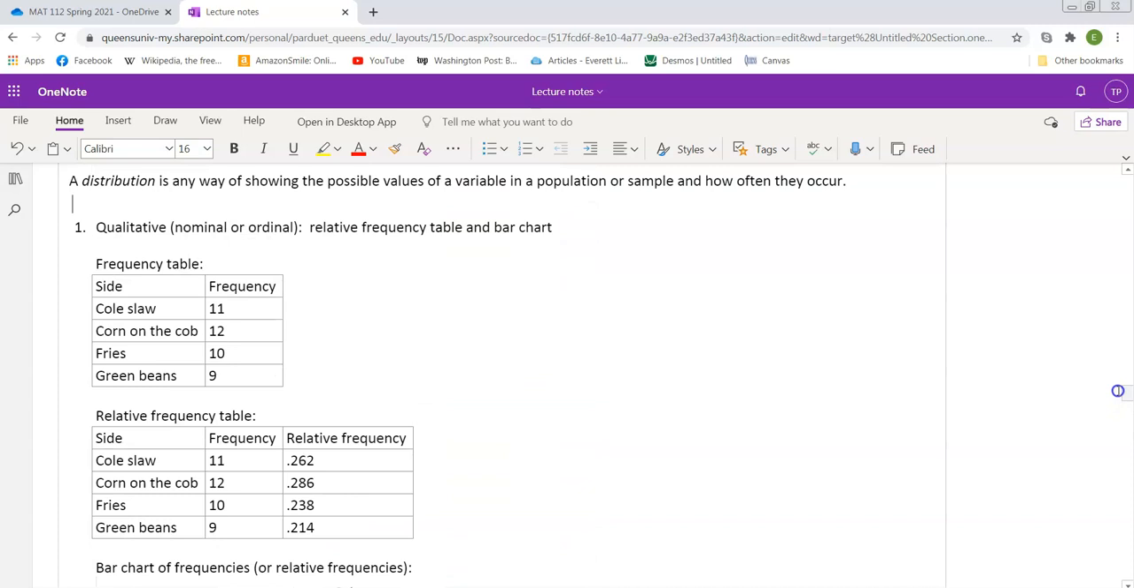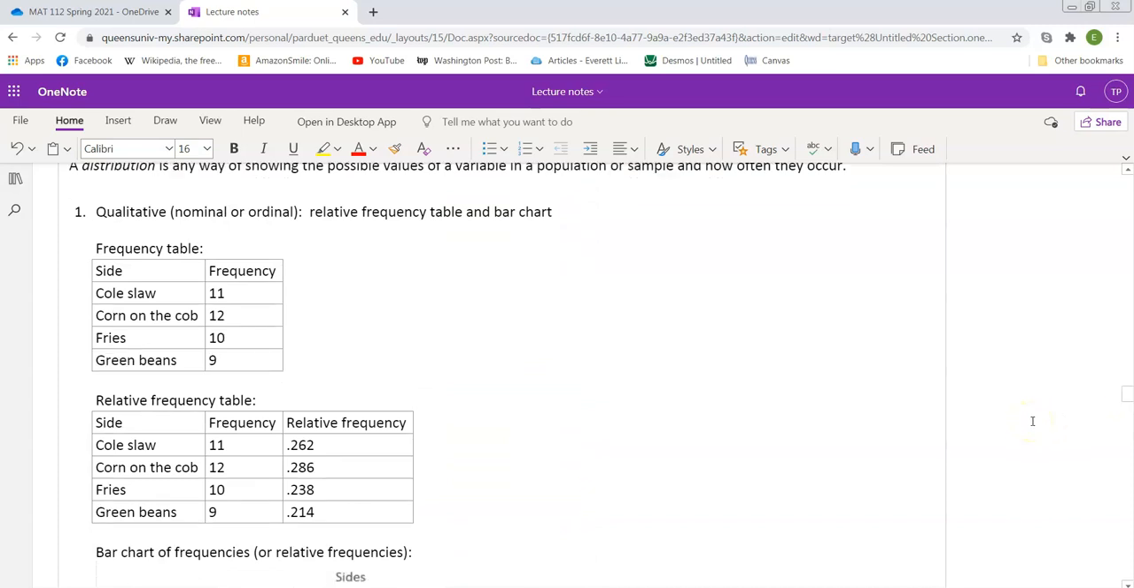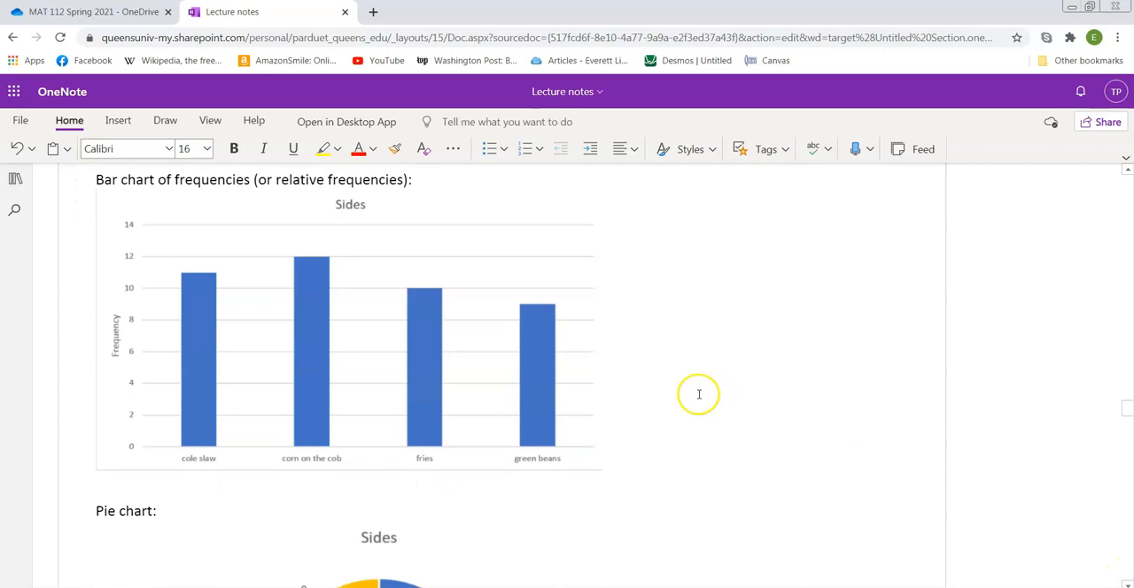But regardless, what you're looking for here, and there's not a whole lot you can say about one of these graphs, one of these tables, is just what's most common. It looked like corn on the cob was the most popular, followed by coleslaw, followed by fries. Green beans are the least popular. But if you look at all four of them, even green beans were fairly popular compared to corn on the cob. So it's not like you can see one that they ought to just take off their menu because nobody's ordering it.